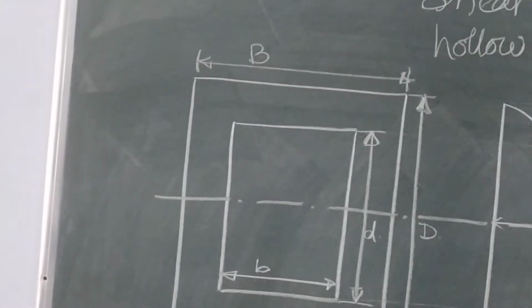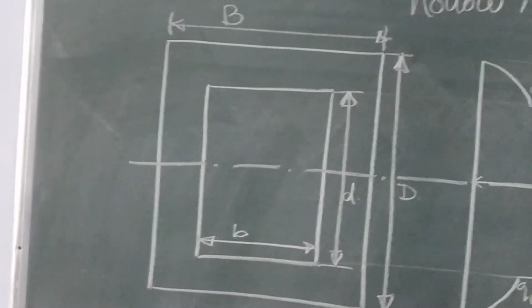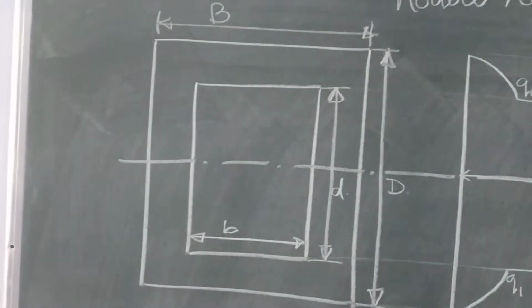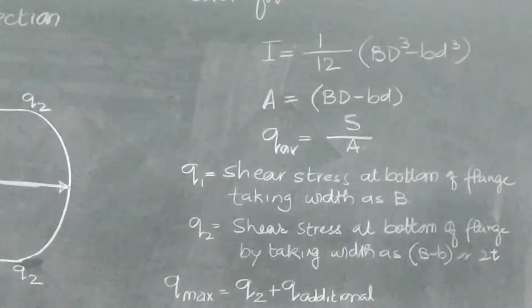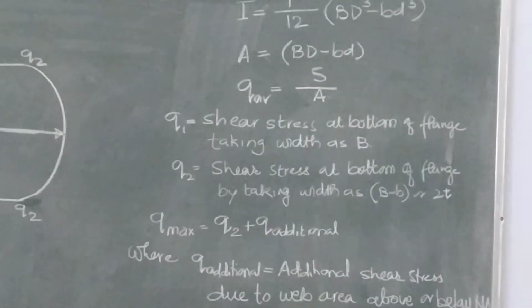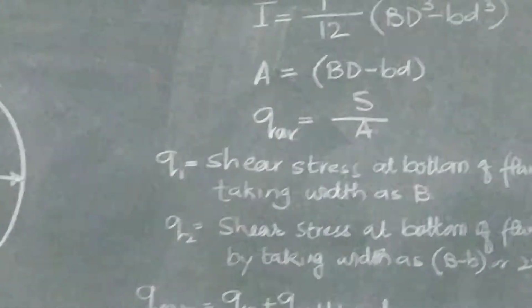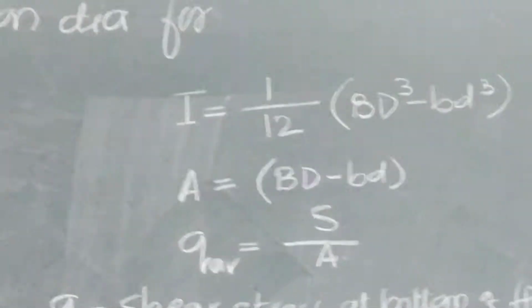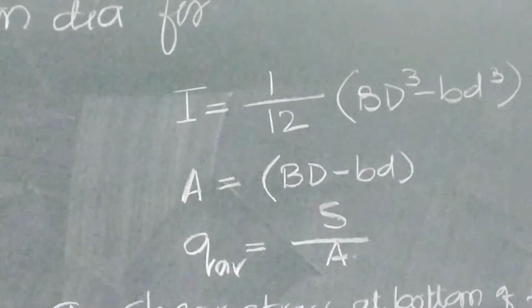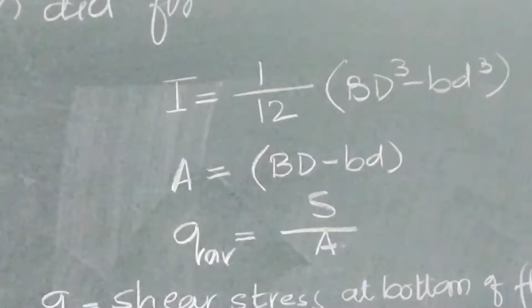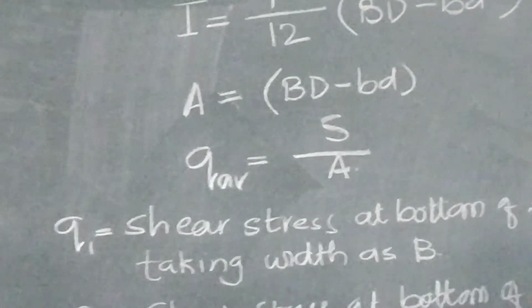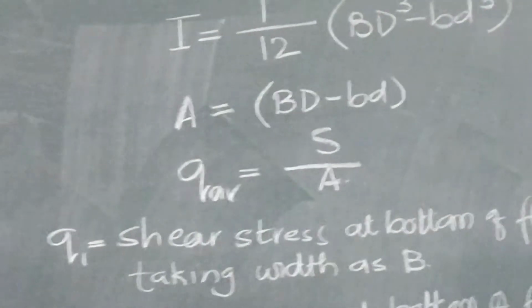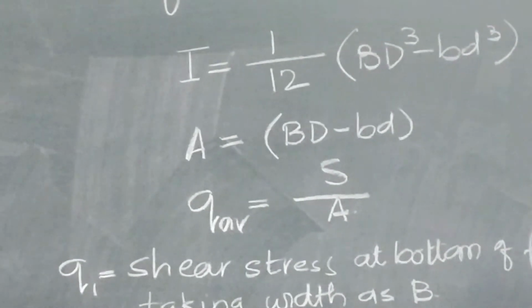So, these are the dimensions for the hollow rectangle. To find the shear stress distribution, we have to find some additional parameters except Q max. These are the formulae for that. Moment of inertia I is equal to 1 upon 12 into bracket BD cube minus small bd cube. Area, for a hollow rectangular section, is capital BD minus small bd.